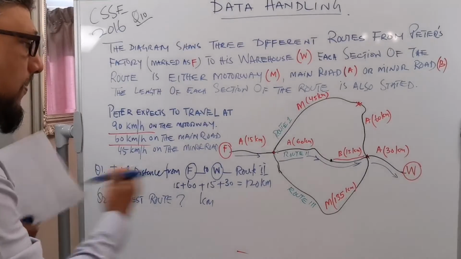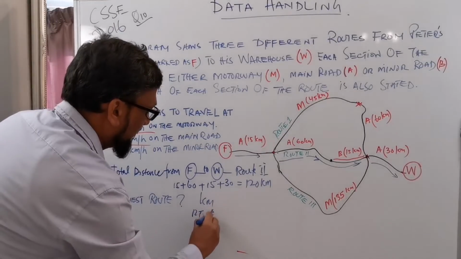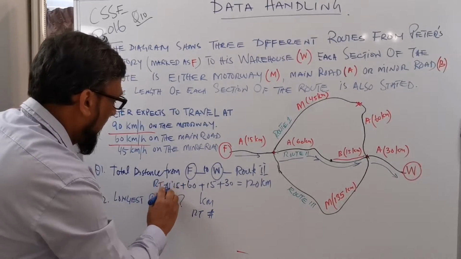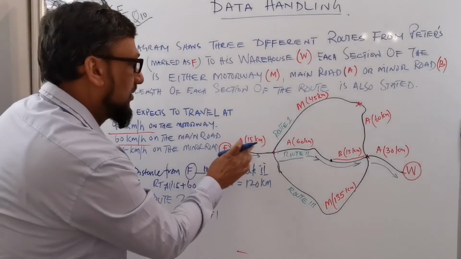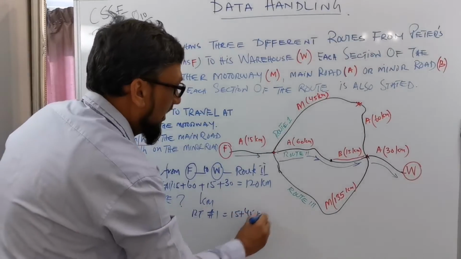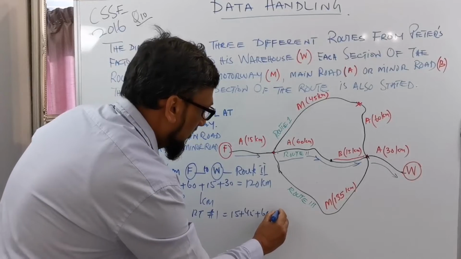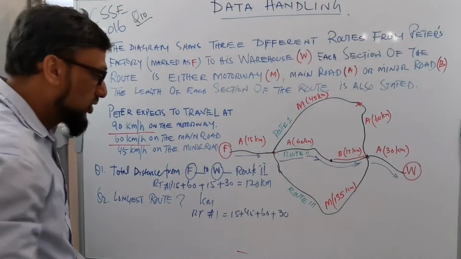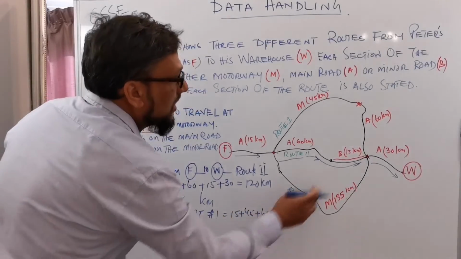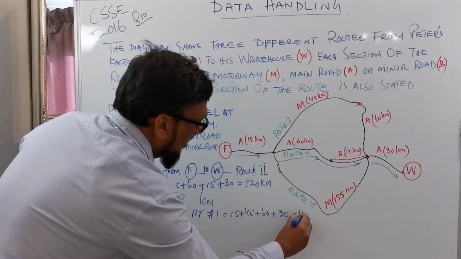So route 1 starts, okay, this is route 2, whose answer is 120 kilometers. Route 1 is 15, plus using the motorway 45, and then the main road 60, and then 30 for the main road. So we need to add these: 60 plus 60, which is 120, and 120 plus 30, which is 150. So route 1 comes to 150 kilometers.